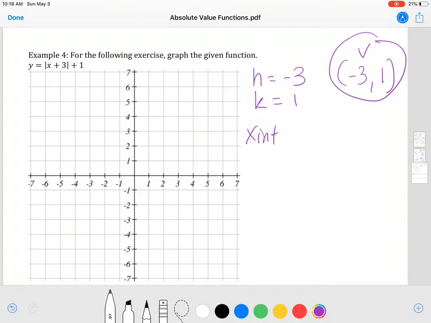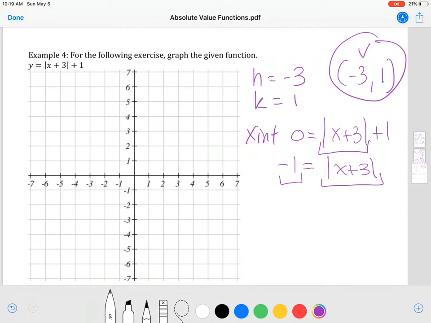My x-intercept is the value of x when y is 0. I'm going to plug in 0 for y and solve for x. I've got to isolate my absolute value, so I'm going to subtract 1 from both sides. The absolute value of x plus 3 is equal to negative 1. That tells me that's impossible. There is none, because if I take an absolute value of something, it's always going to be positive. So in this case, we have no x-intercepts.